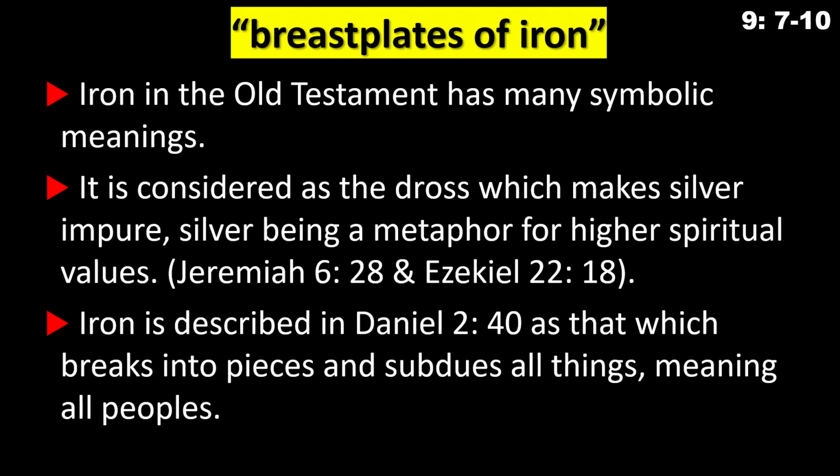These creatures that looked like locusts wore breastplates of iron. Iron in the Old Testament has many symbolic meanings. Iron was considered as the dross which makes silver impure, silver being a metaphor for higher spiritual values. That's from Jeremiah chapter 6, verse 28, and Ezekiel chapter 22, verse 18. Iron is described in the book of Daniel chapter 2, verse 40, as that which breaks into pieces and subdues all things, meaning all peoples.